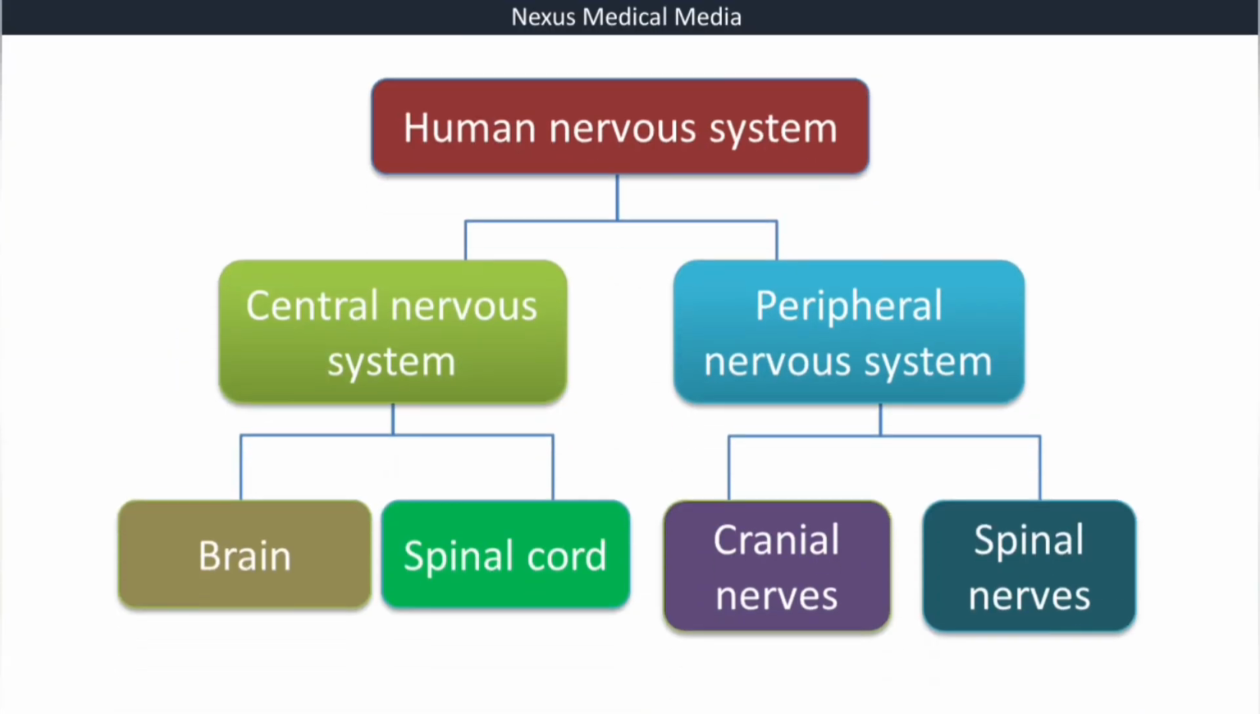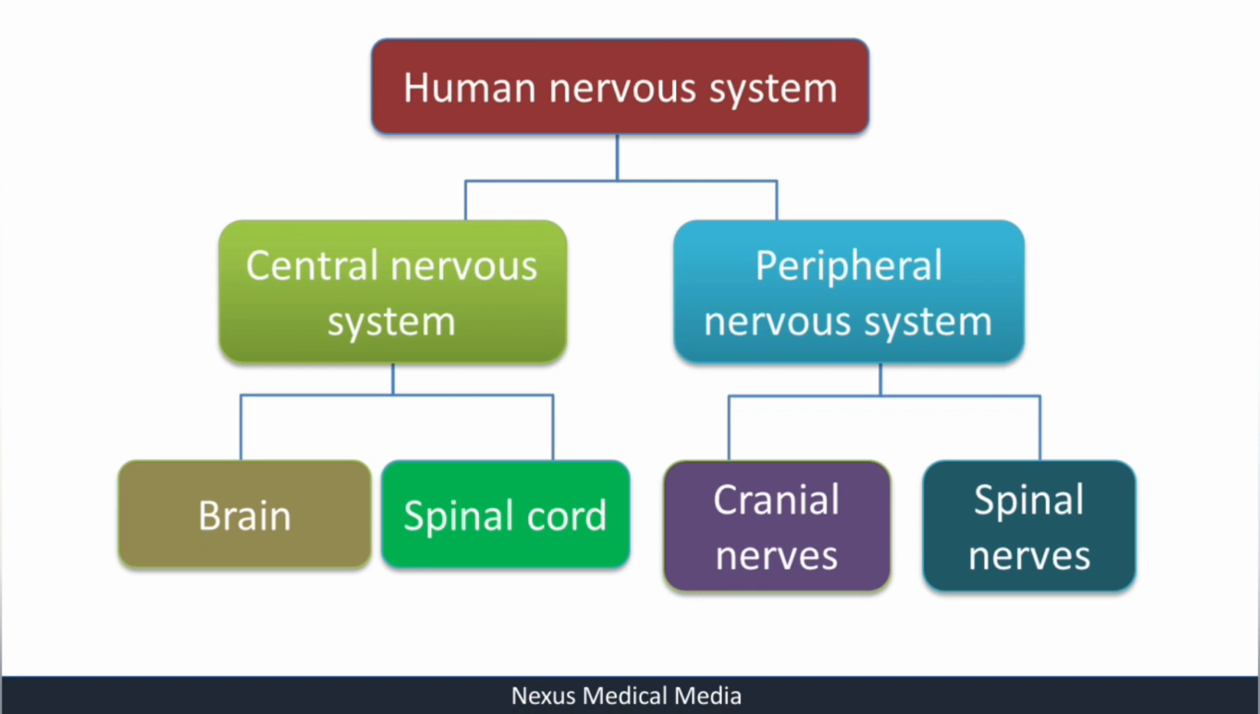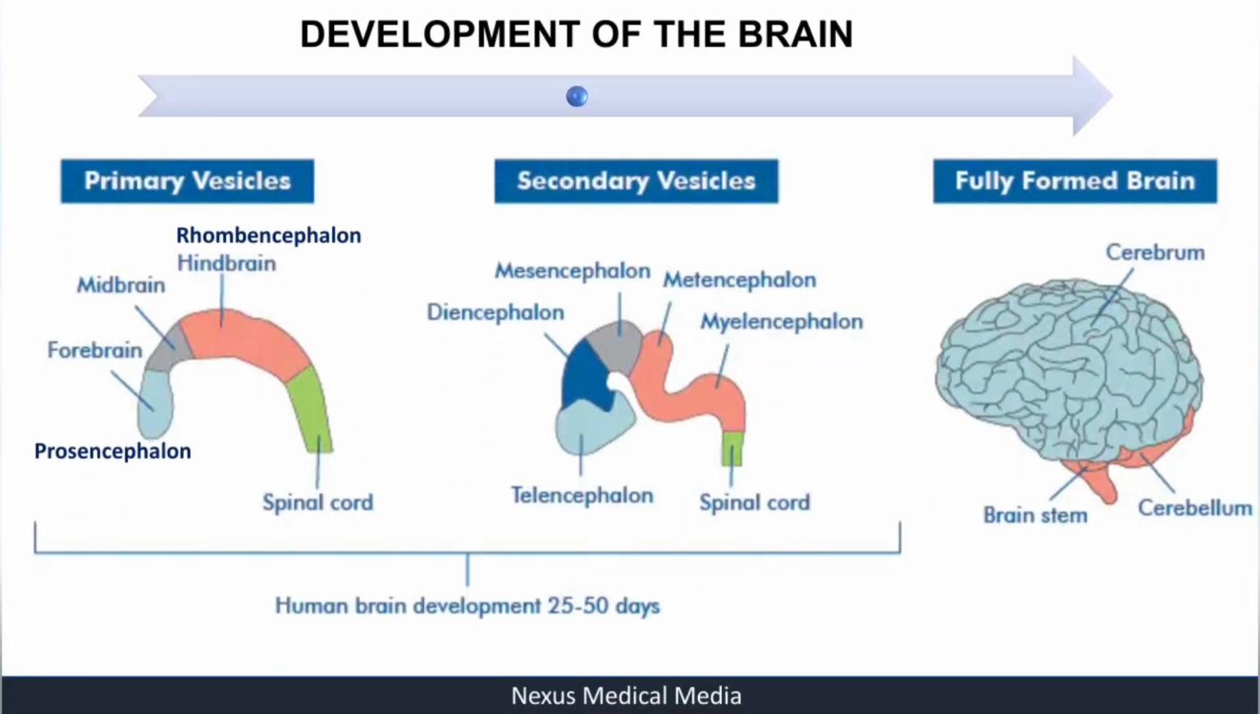The brain first, right? Okay, so this is what I just said, right? The classification: human nervous system, central, peripheral. In central, you find the brain and the spinal cord, and in the peripheral, you find the cranial nerves and the spinal nerves. Easy, right? Okay, so let's just go back and look at the development of the brain, right?